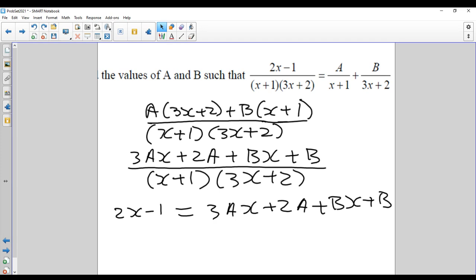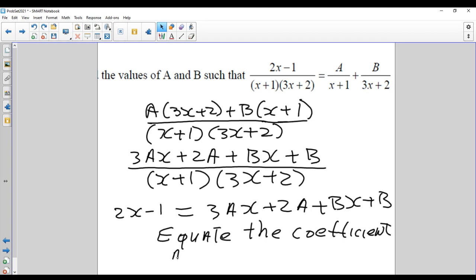So if what's on the left, this 2x minus 1, is equal to what's on the right, let's see if we can do what's called equate the coefficients. So we equate the coefficient and the constant. Let's write that down. Equate the coefficient and constant.